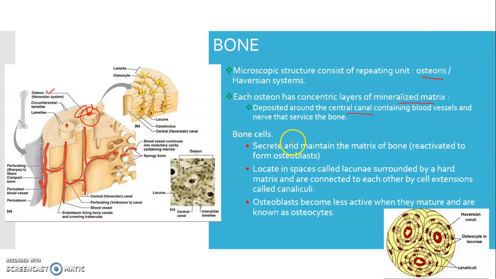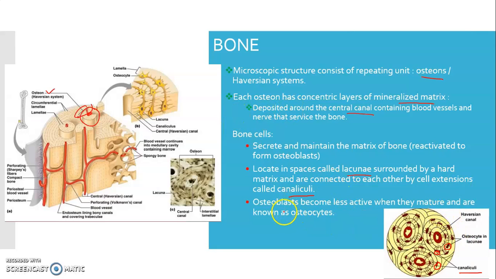And then the bone cells, the osteocytes, are used to secrete or maintain the matrix of the bones. Okay, they need to be reactivated and become osteoblasts to form new bones. And of course, as I already mentioned, they are located in the lacunae. And then the cell extension we can call canaliculi. Okay, look here, this is the extension. Extension here, this is the canaliculi. And here, this is one lacuna.